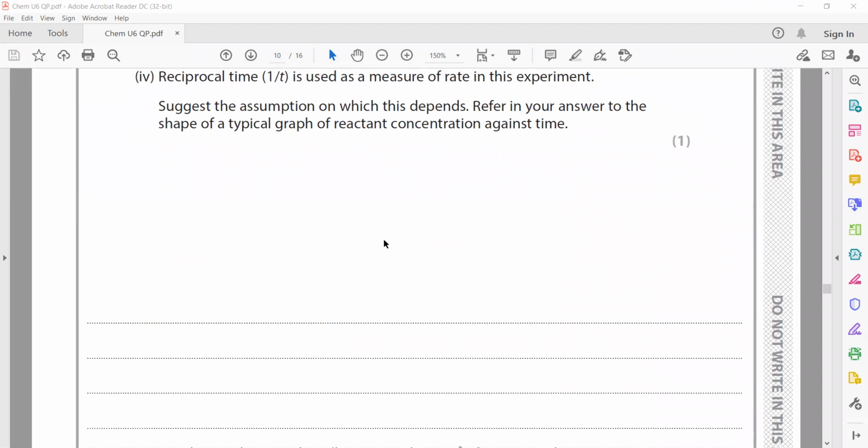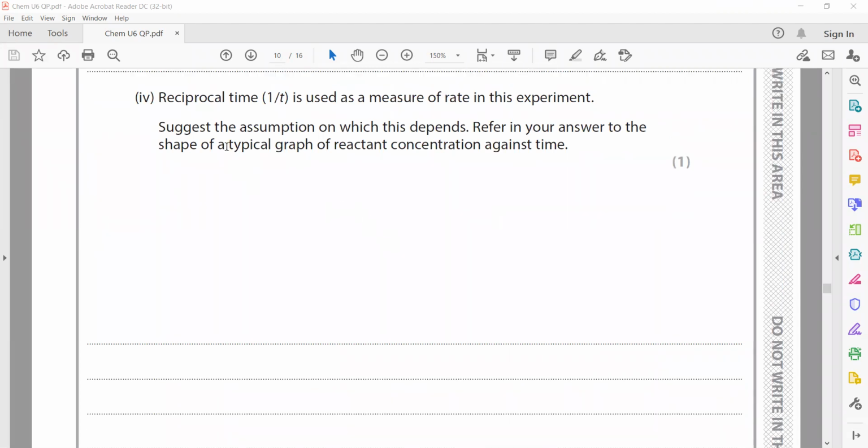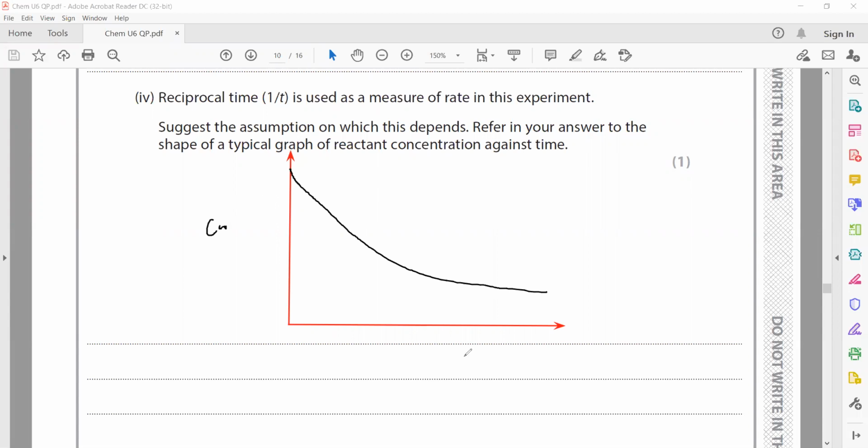Reciprocal time, 1 over t, is used to measure the rate of this experiment. Suggest an assumption on which this depends. Refer in your answer to the shape of a typical graph of reactant concentration and time. So if it is first order, then it will have a constant half-life. In the beginning we have maximum concentration, and with the passage of time the concentration decreases. So this will be concentration and this will be time.